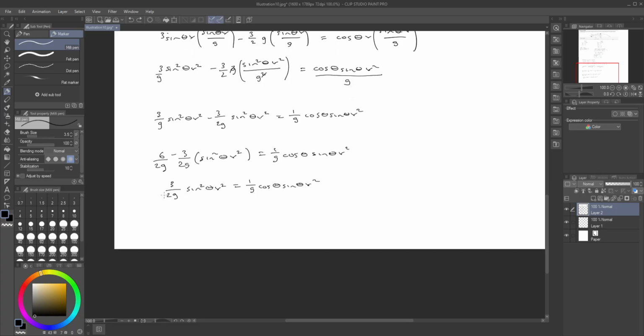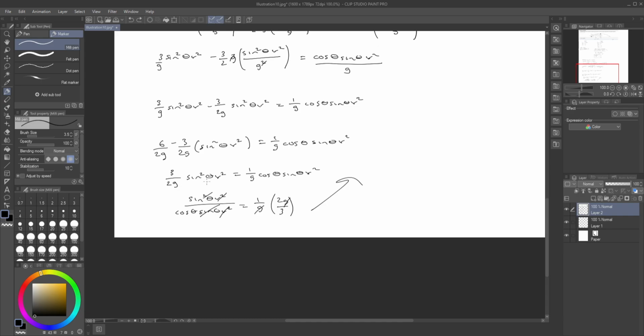From this step, the cancellation will occur here because we can cross multiply both sides, which should give us this. You get sine squared theta v squared divided by cos theta sine theta v squared. The v squared term on the top and bottom will cancel, and so will one of your sine theta terms on the top and bottom, which should leave you with sine theta divided by cos theta.